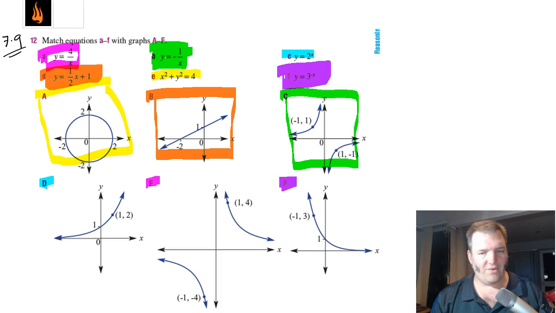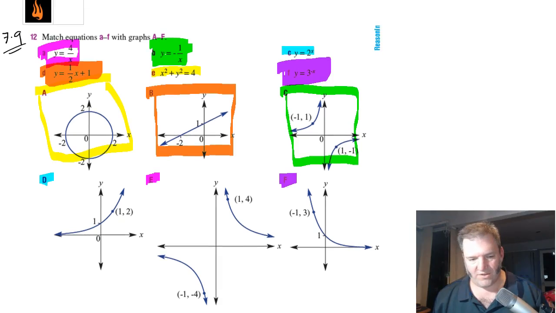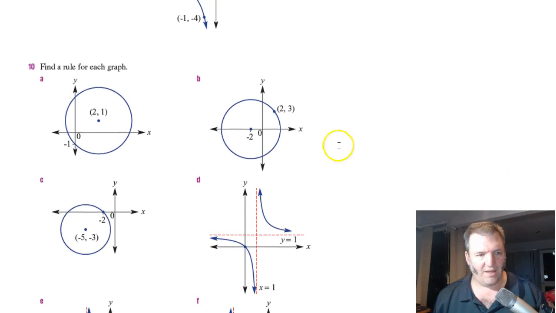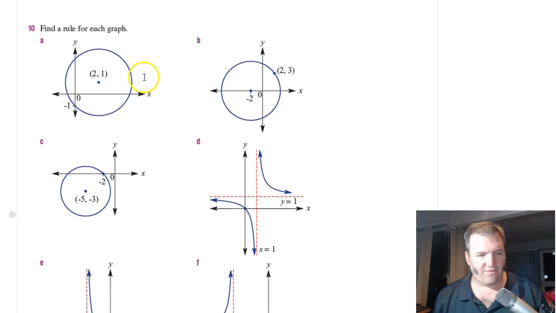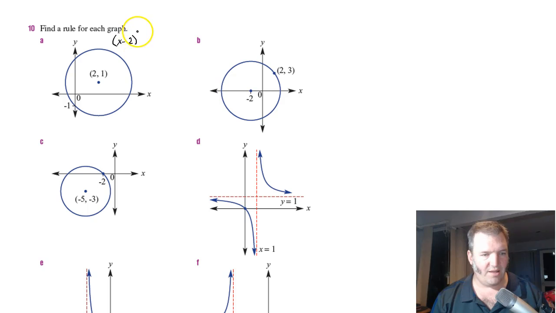Now let's just get our regular pen back, because we're going to go down here and do maybe even slightly more complicated thinking. Find a rule for each graph. Well, let's go ahead and see if I can do this. Now I know it's x minus the x-coordinate at the turning point, so that'll be x minus 2 squared plus y minus 1 squared equals r squared. Now I've got to figure out what that radius is.